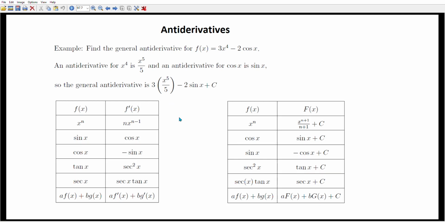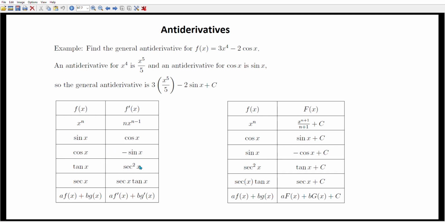If you look at the tables that we have accumulated so far for derivatives, every one of these has an anti-differentiation formula associated. The derivative of x to the n was n x to the n minus 1. What we saw is that gave us the antiderivative of x to the n is x to the n plus 1 over n plus 1. The derivative of sine is cosine, which means the antiderivative of cosine is sine plus c. The derivative of cosine is minus sine, which means the antiderivative of minus sine is cosine, and now when you multiply through by minus 1, that tells you that the antiderivative of sine is minus cosine plus c.